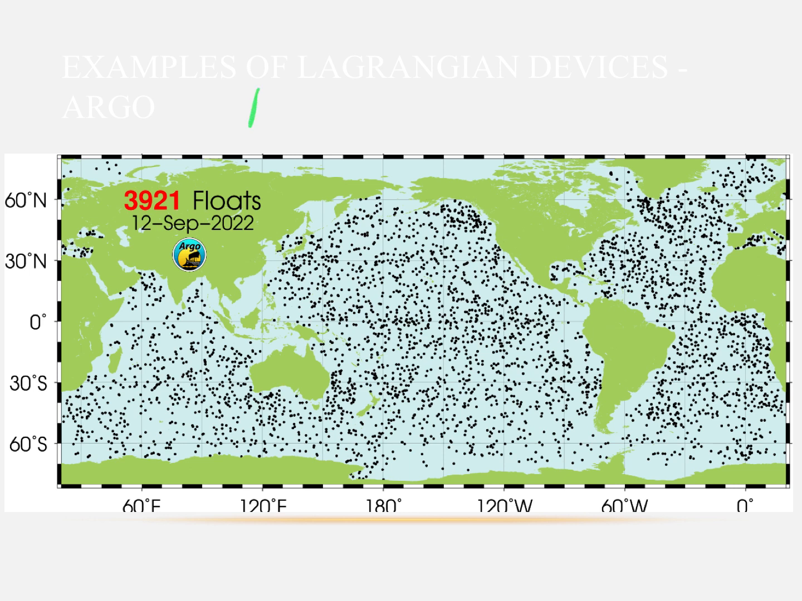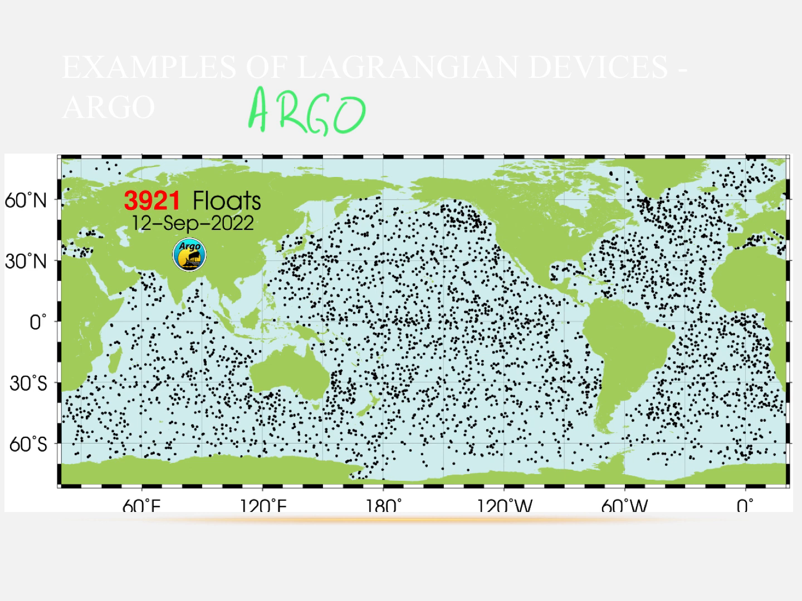This is called Argo. Argo is a broad-scale array of these temperature and salinity profiling floats. It's an international project. It began in 2000. So at this point in time, this was last year, we had 3,921 floats out there. You can go onto Argo's website and you can see how many there are at any point in time.